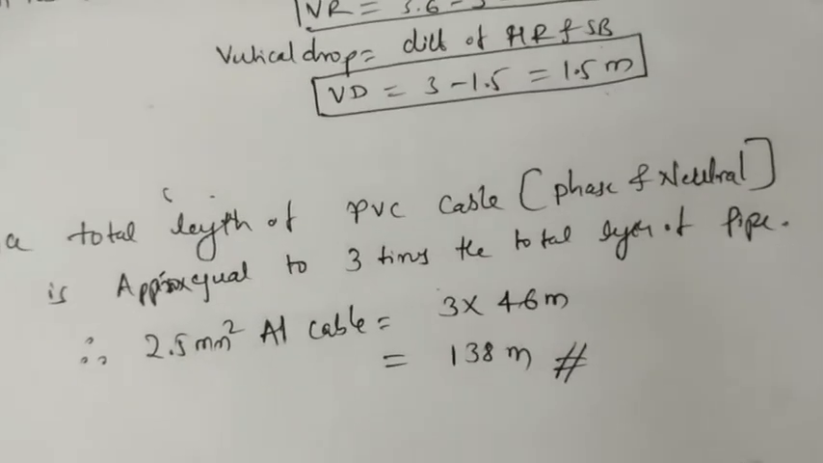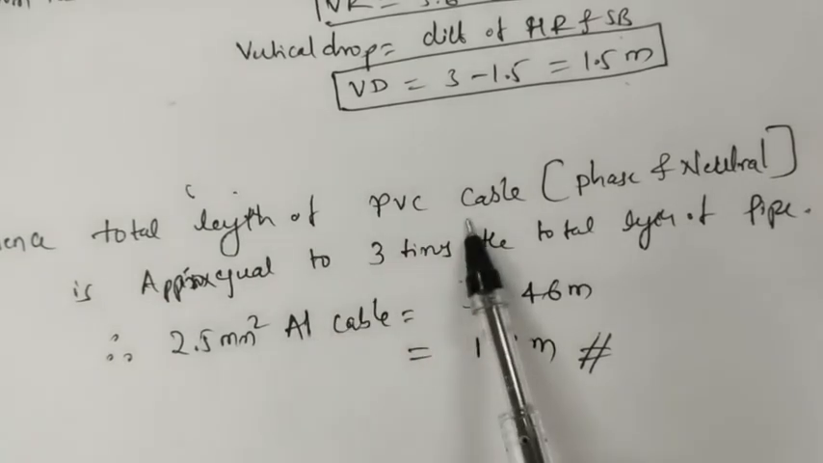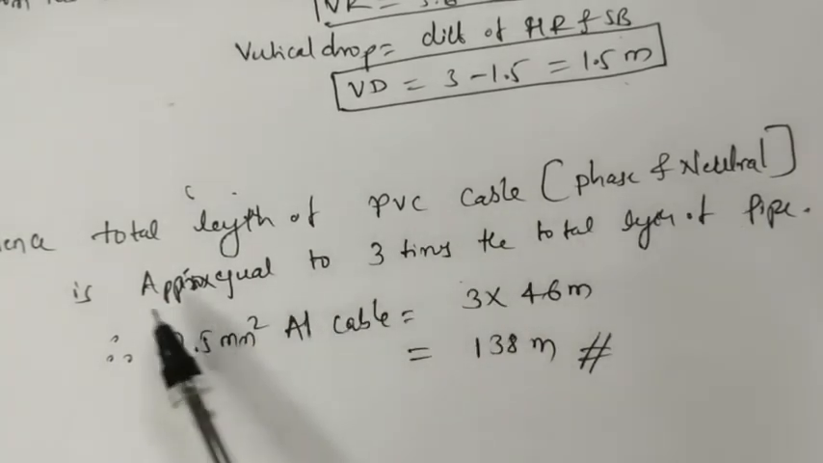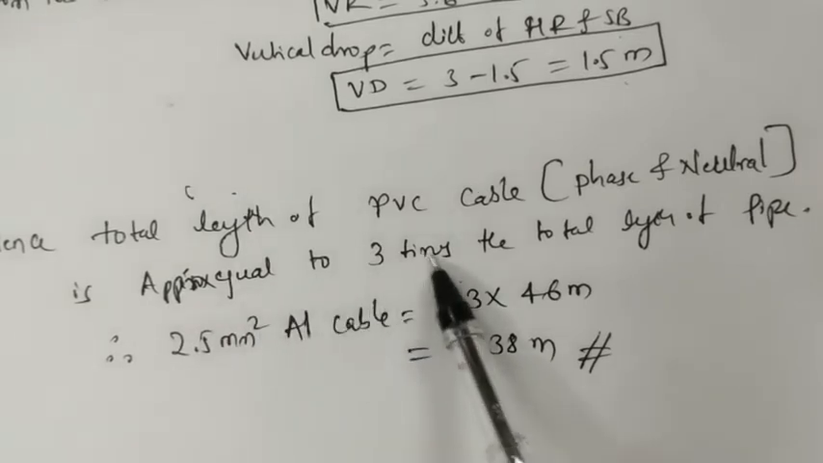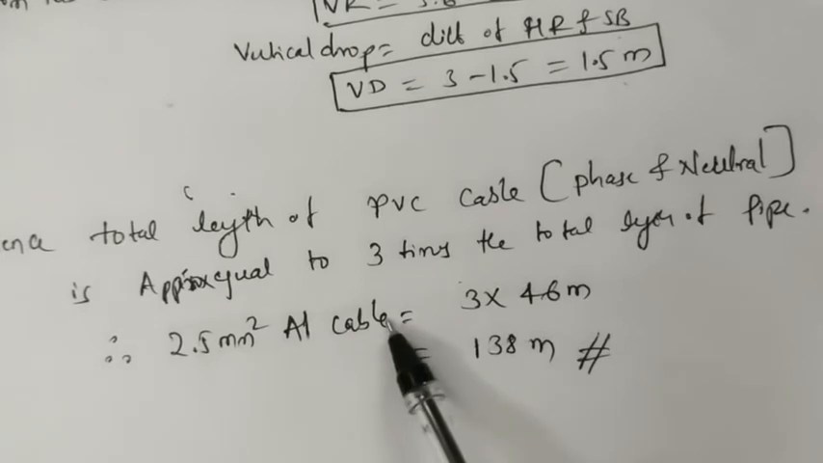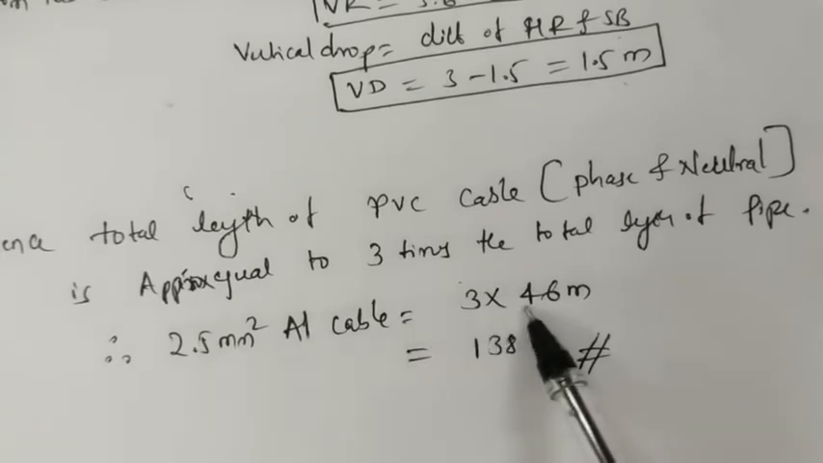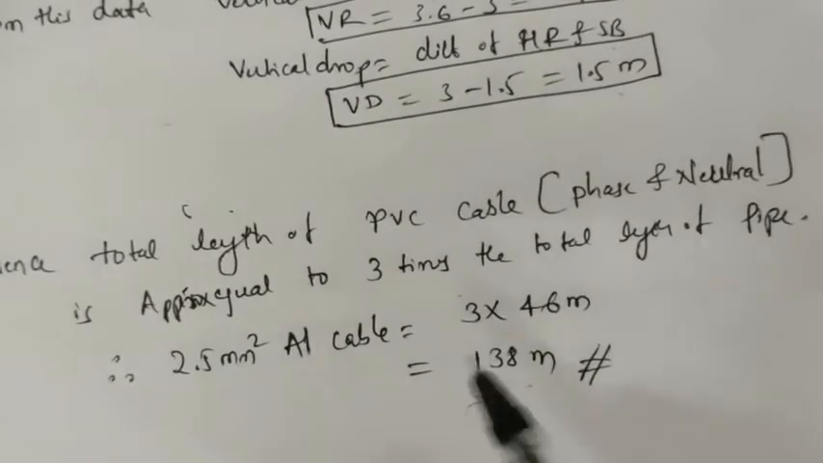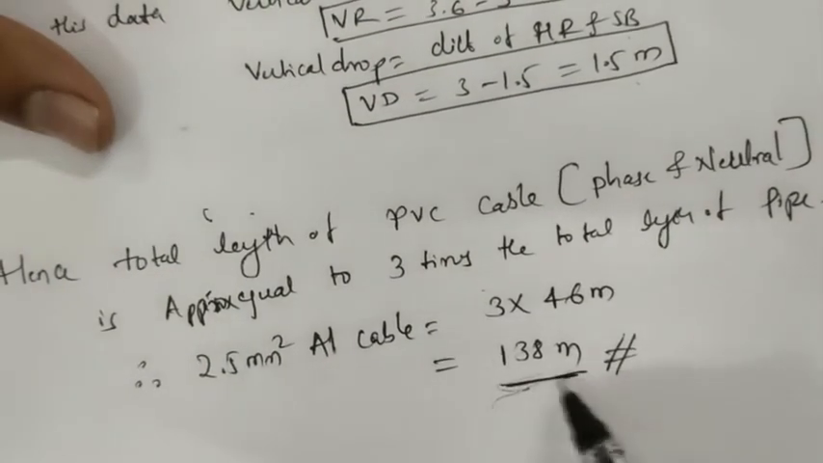And the next step is the total length of PVC cable, including phase and neutral. This is approximately equal to 3 times the total length of pipe. So the 2.5 mm square aluminum cable is equal to 3 into 46 meter. Multiply by 3, you will get 138 meter. This is the total length of cable.